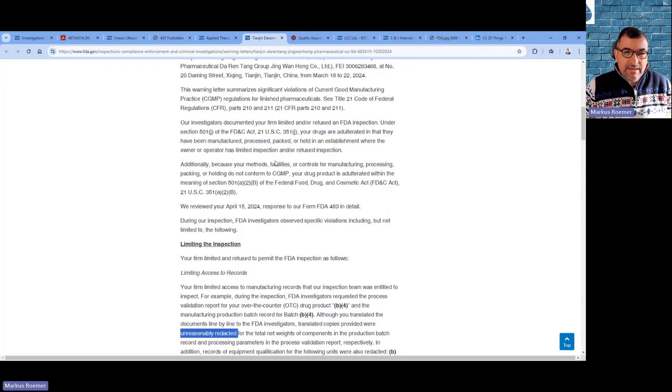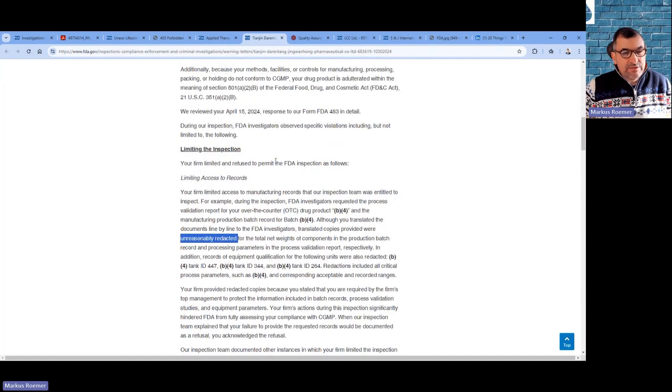Okay, another one. Oh, wait, that's also super stupid. Limiting the inspection, limiting access to records. If an investigator is saying, I want to go into this room and I want to see that, or this production area, or I want to go into that room in the warehouse, whatever, you must allow that. Why not? If you don't have anything to hide, it's no problem.